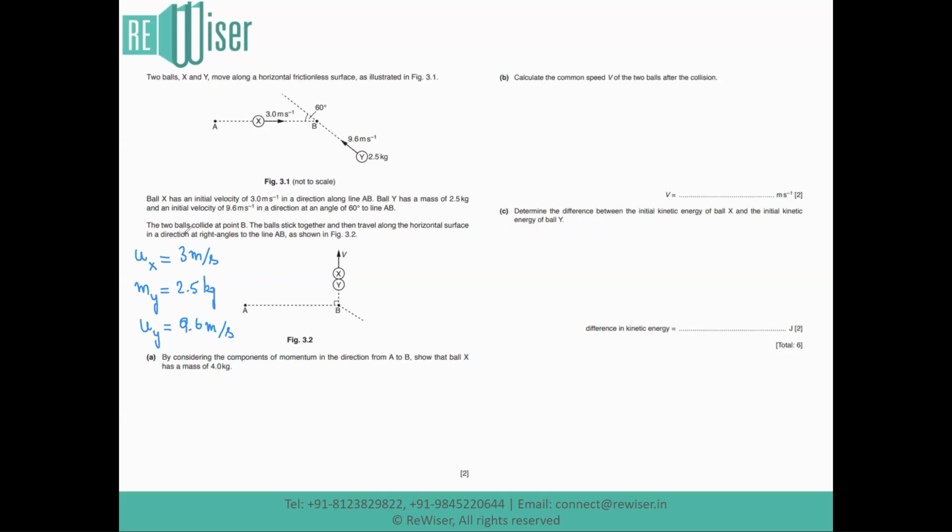Moving ahead, the two balls collide at point B. This is the point of collision or point of impact. The balls stick together and then travel along the horizontal surface in the direction at right angles to the line AB as shown. So here we have their velocities, which appear to have only their perpendicular or vertical component involved, whereas the horizontal components of velocities are nullified after the collision.